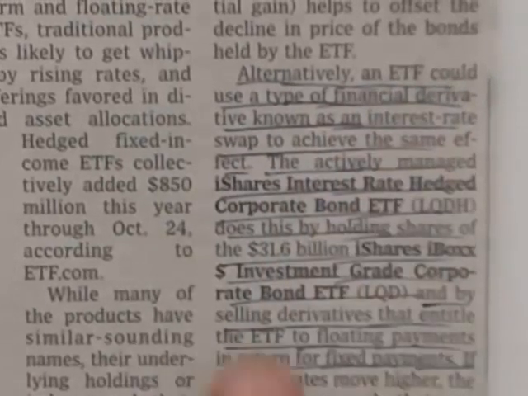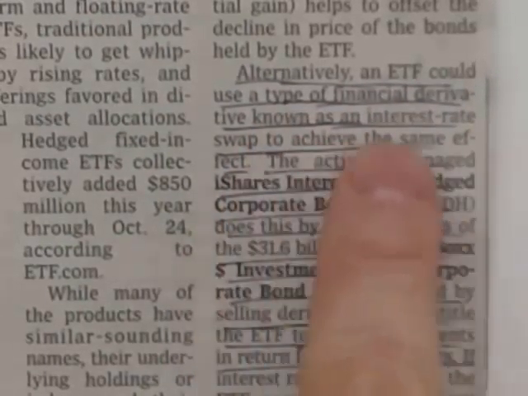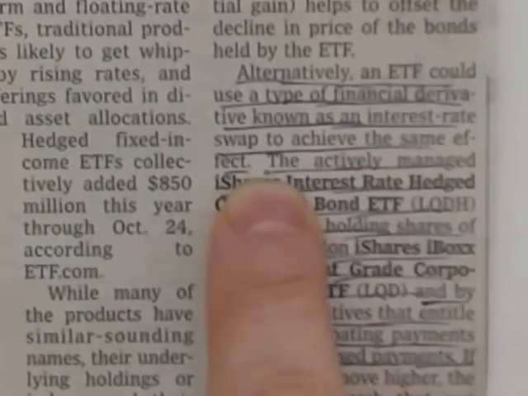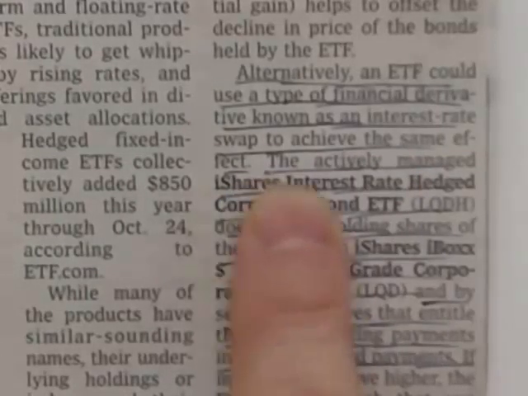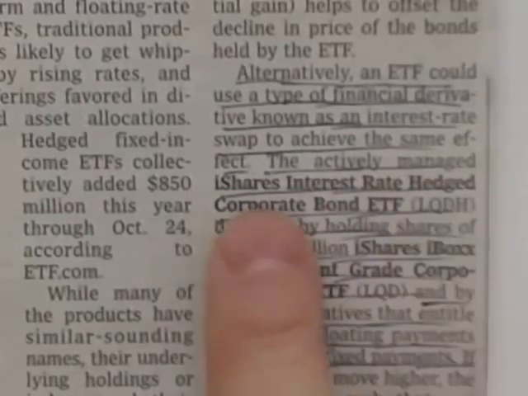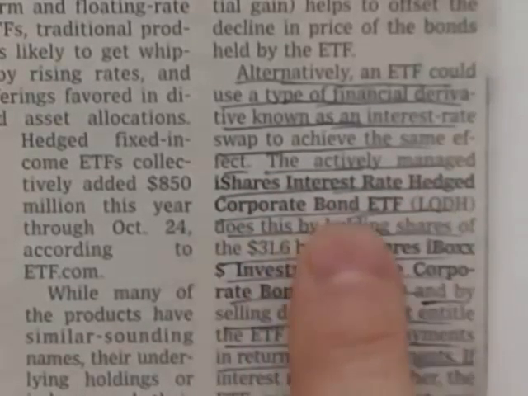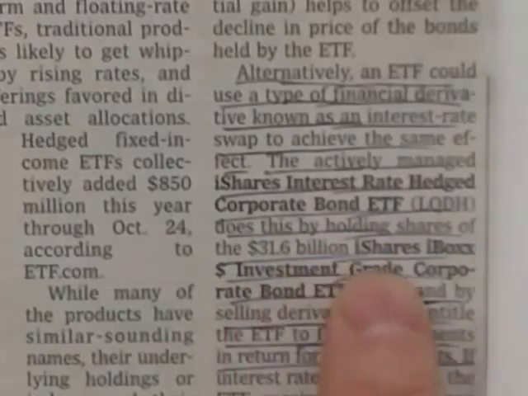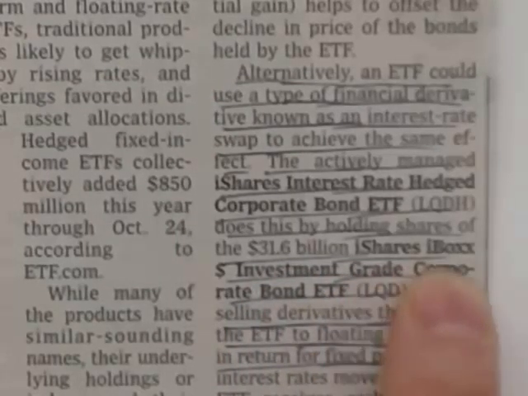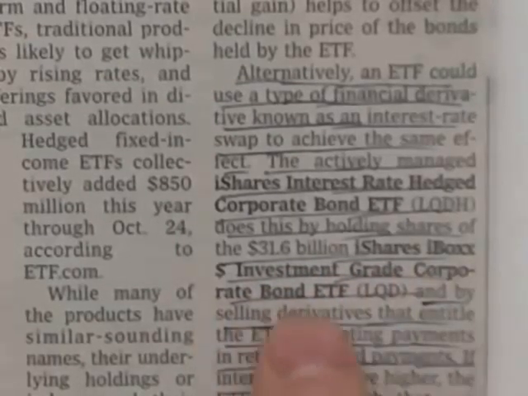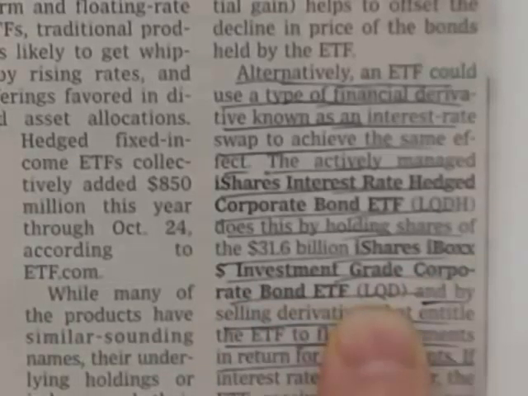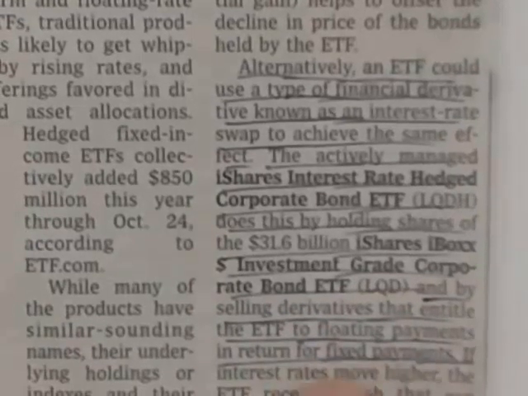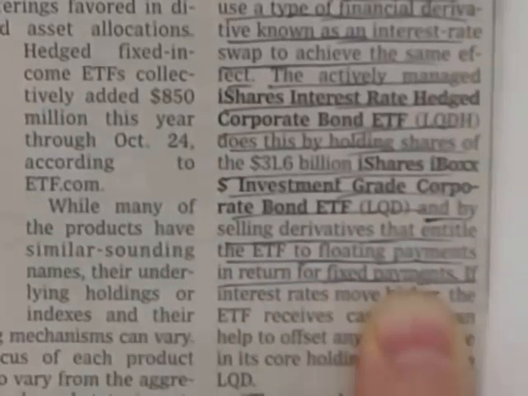Alternatively, an ETF could use a type of financial derivative known as interest rate swaps to achieve the same effect. That's the next chapter. When we spin out of this chapter, the next chapter is interest rate swaps. The actively managed iShares interest rate hedge corporate bond ETF does this by holding shares of $31 billion in iShares iBoxx dollar investment grade corporate bond ETF, better known as LQD, and by selling derivatives that entitle the ETF to floating payments in return for fixed payments. That's what a swap does.